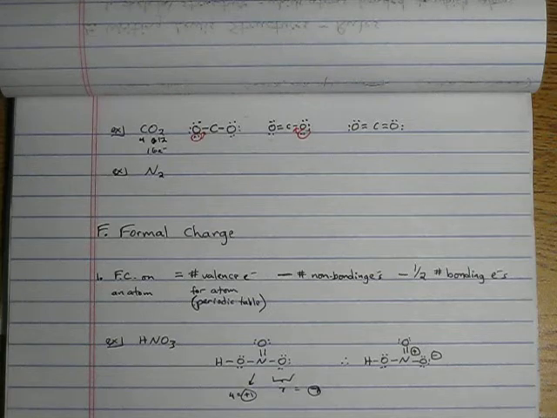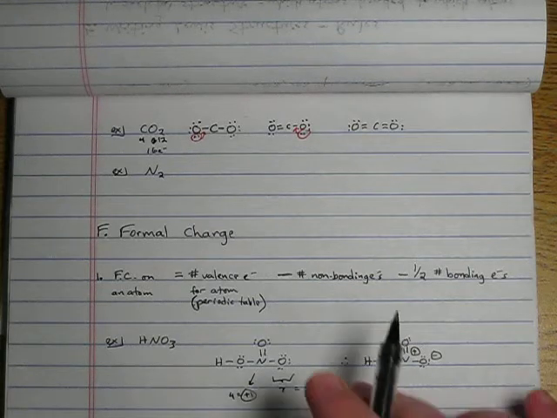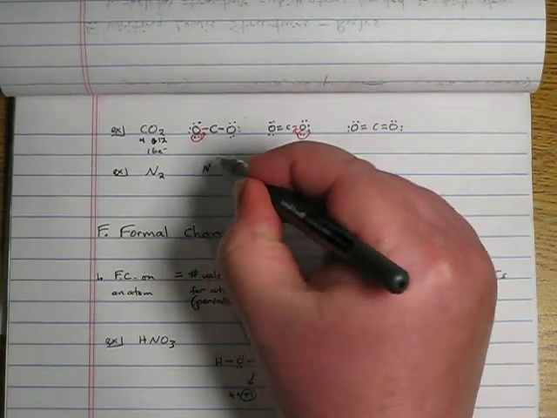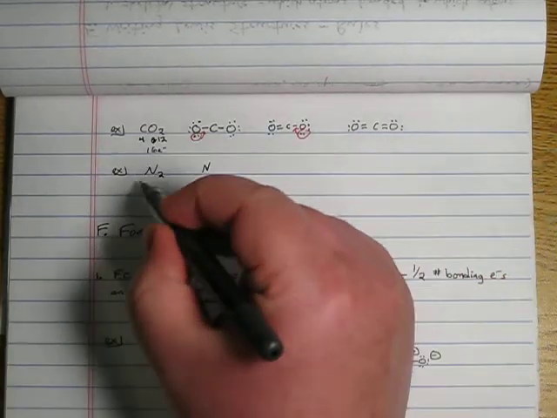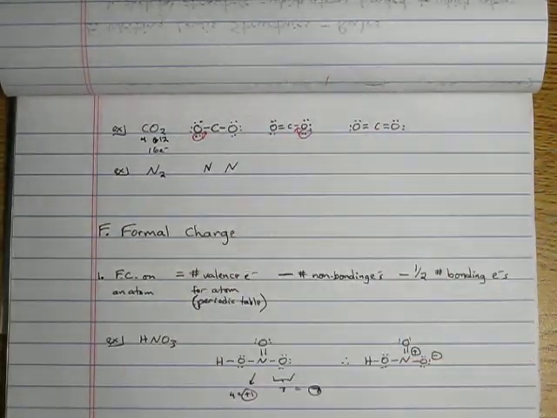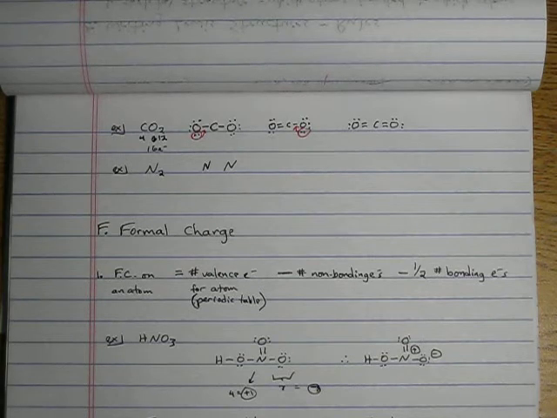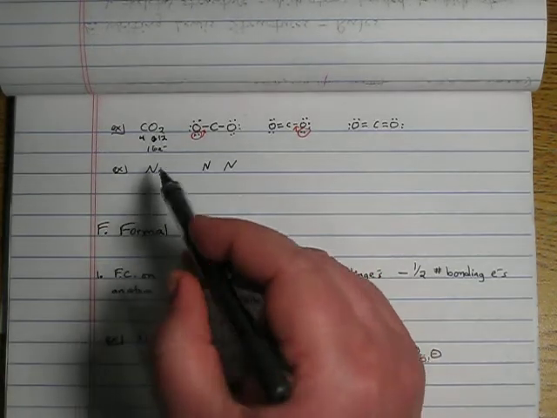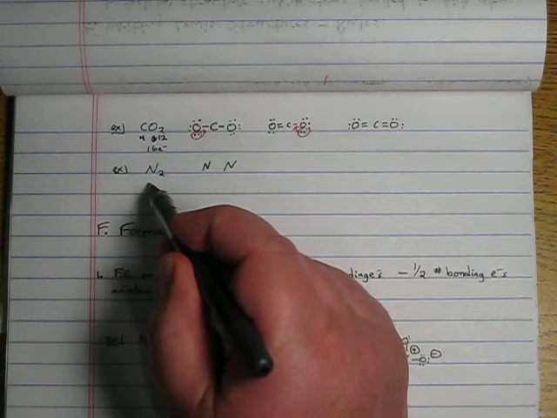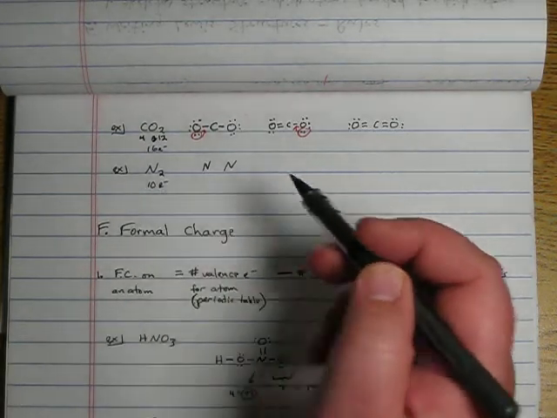Alright, our last example for this video, N2. Got a nitrogen, and another nitrogen. Note, if there's only 2 atoms, it can't have a central atom. How many electrons? Well, each nitrogen has 5 times 2. We know we've got 10 electrons.